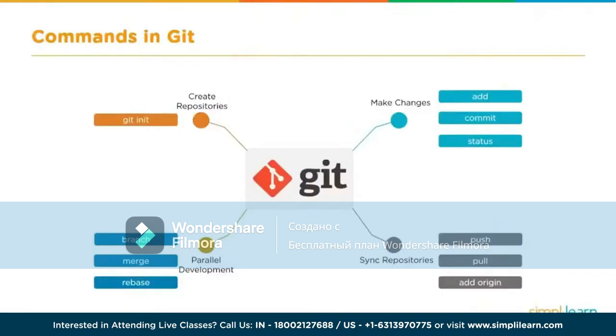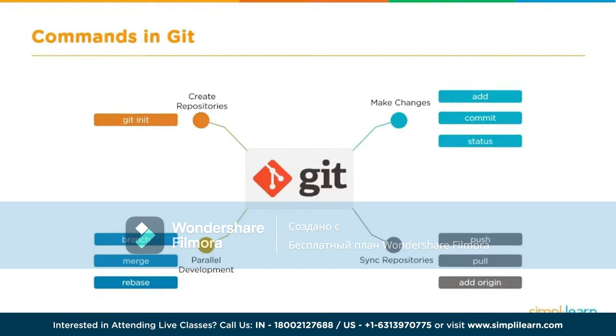So the first command you'd want to use is called git init, and that allows you to go into a folder on your local PC or your local Mac and convert that folder into a local Git repository, and that creates that repository. Then you want to be able to make changes to that repository, and the commands you'd be using in this instance would be add, commit, or status.